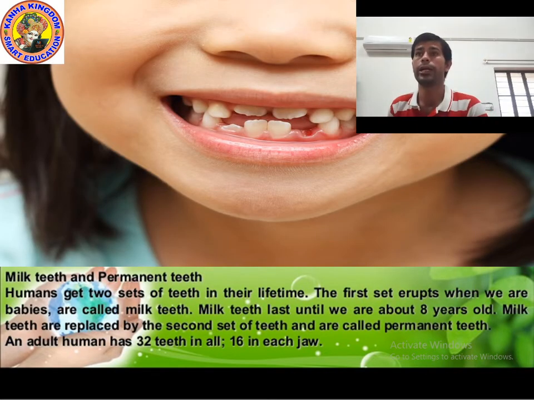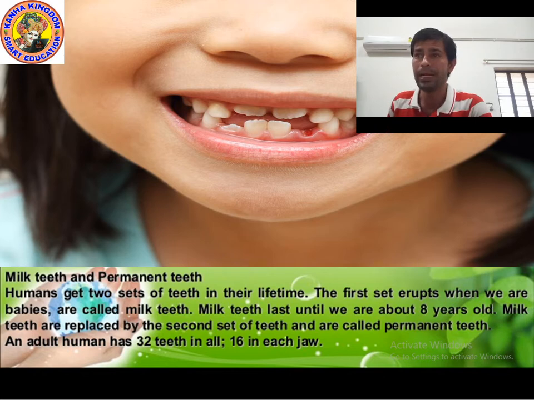Okay kids, what are milk teeth and permanent teeth? Humans get 2 sets of teeth in their lifetime. The first set erupt when we are babies, and are called milk teeth. When we were children, our teeth usually break down, and you can also feel it. Maybe you have some broken teeth in your mouth.